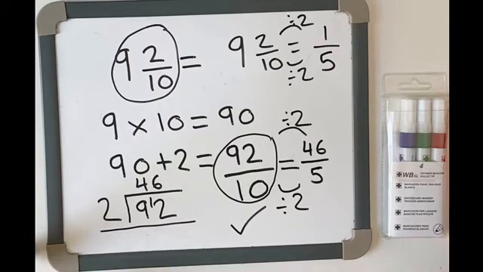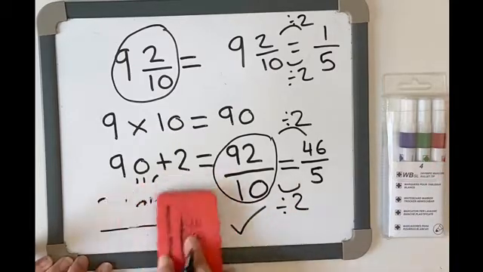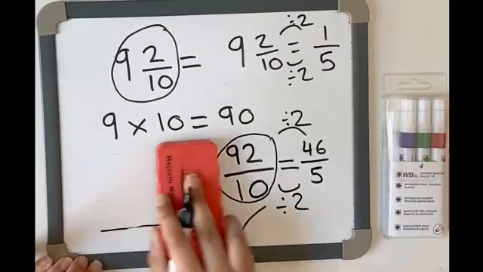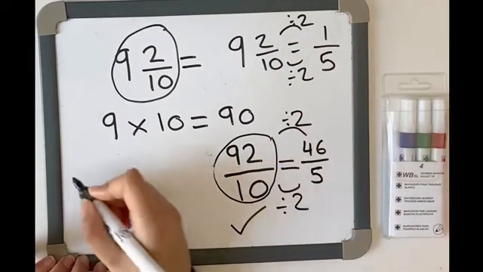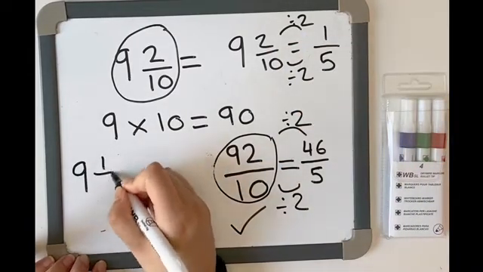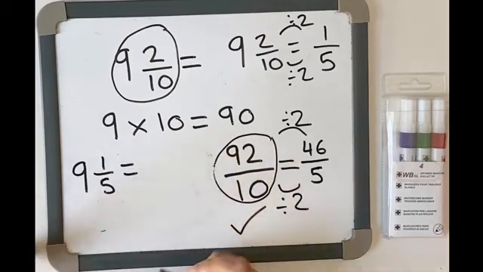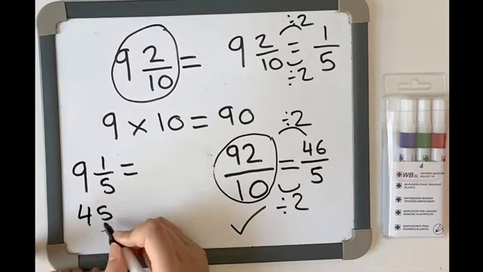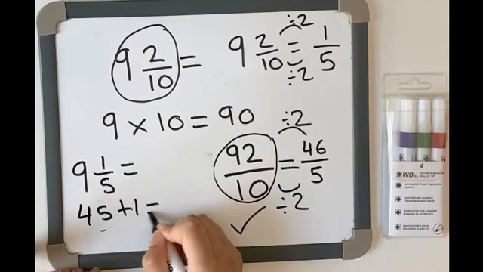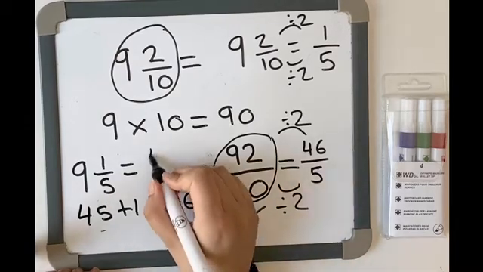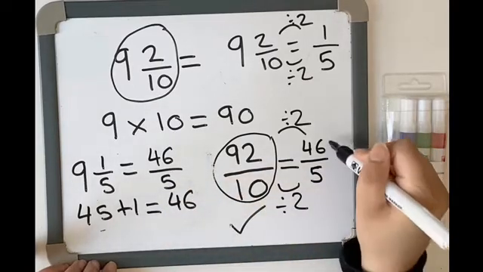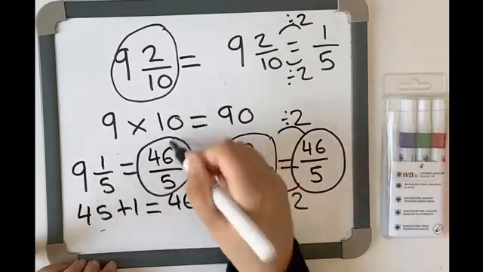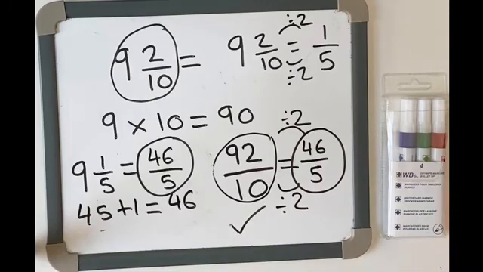So for example, I don't have any space over here, so I'm going to do it just over here. If I took my 9 and 1/5, 9 times 5 equals 45. 45 add 1 equals 46. And once again, our denominator stays the same. Can you see how we have the same answer? You could have done it either way. Let's have a look at one more.